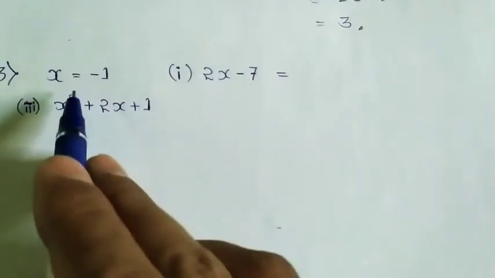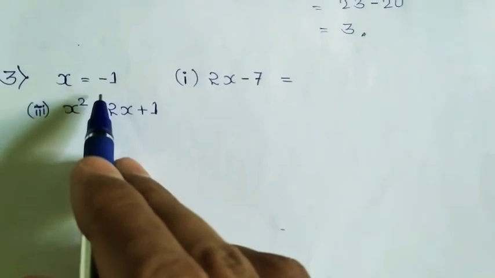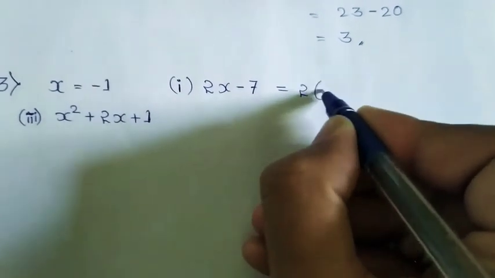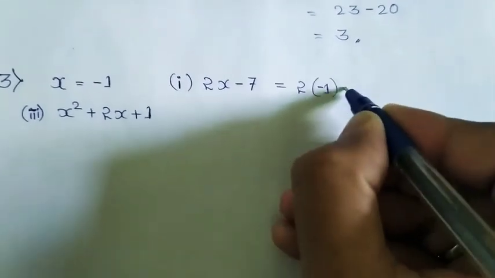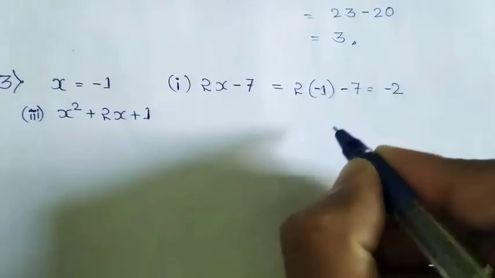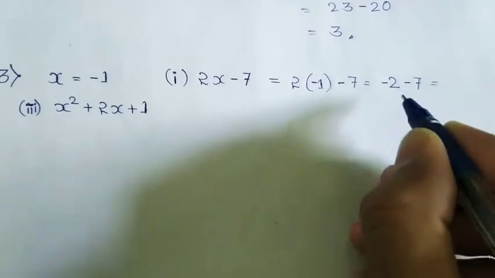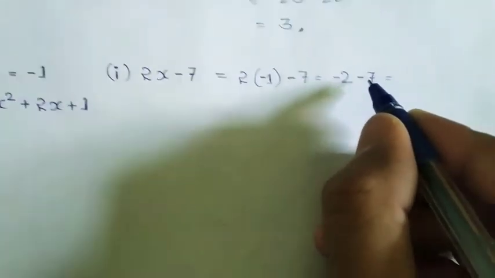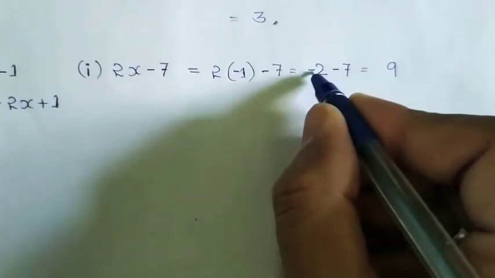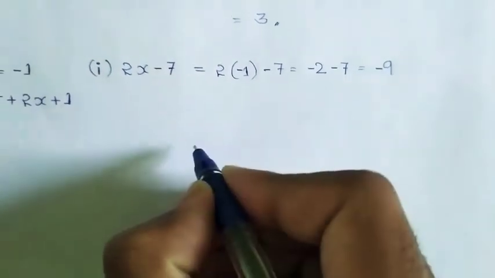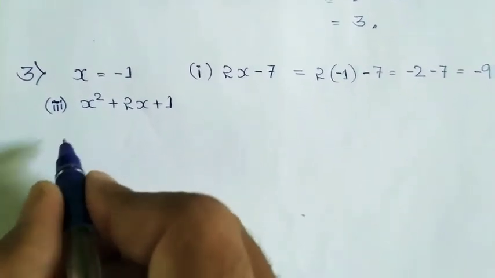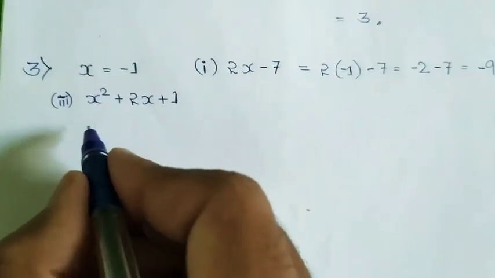Now third one, we have to use the x value as -1. So first one, 2x minus 7. So 2 into -1 here, minus 7. So 2 ones are 2, here minus is there, put the minus, minus 7. Okay, minus minus, same signs are there. What we have to do? We have to add them. 2 plus 7, it will be 9, and the sign will be minus. Minus 9 is our answer. So third one directly, second one for your practice, second and fourth one your practice.